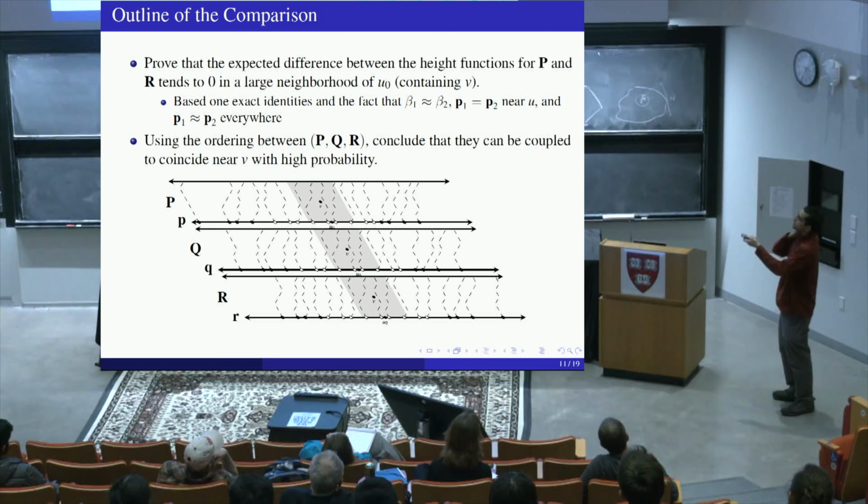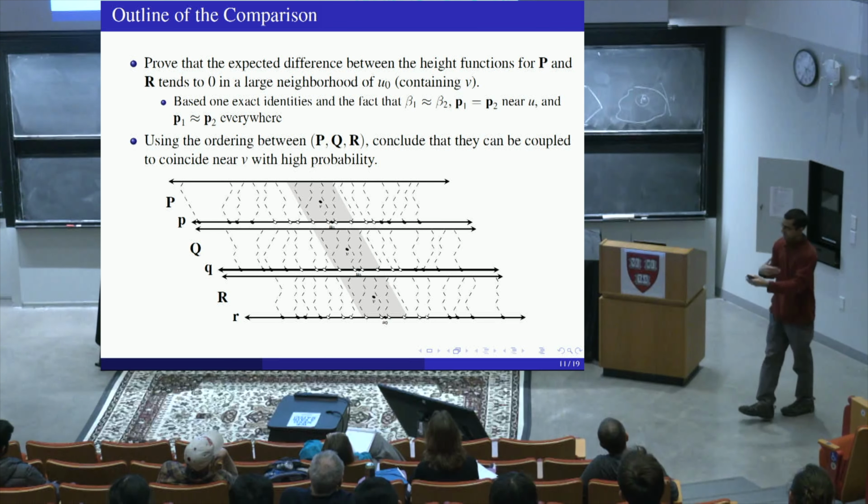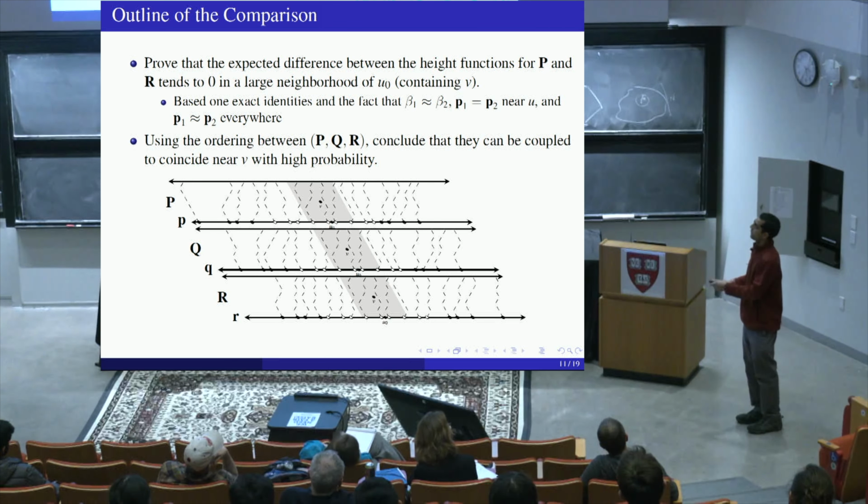But now since P, Q, and R are ordered, if P and R have low expected difference, that means that P and R are probably going to be equal. Since they're ordered, if I have 2 numbers that are ordered and their difference is small, then they have to be close to equal, basically.